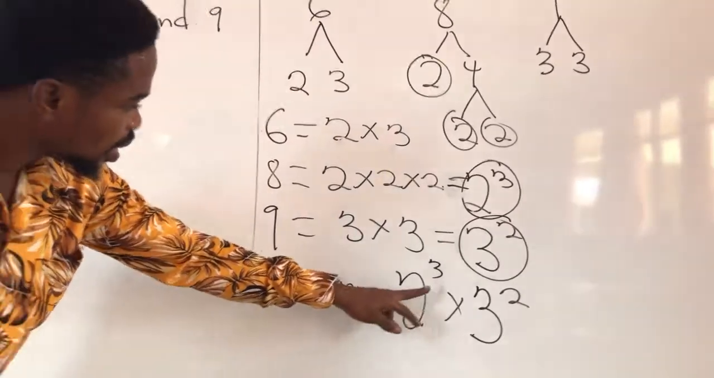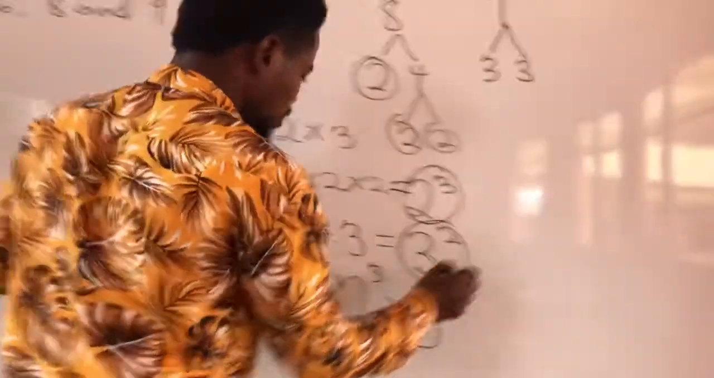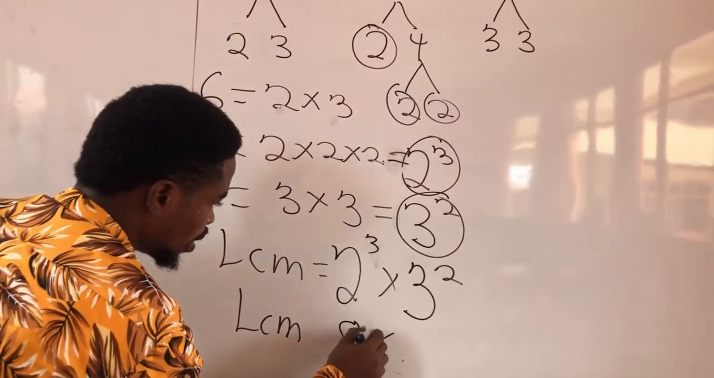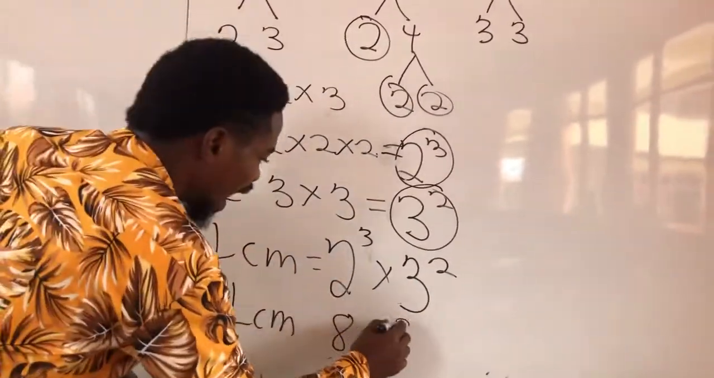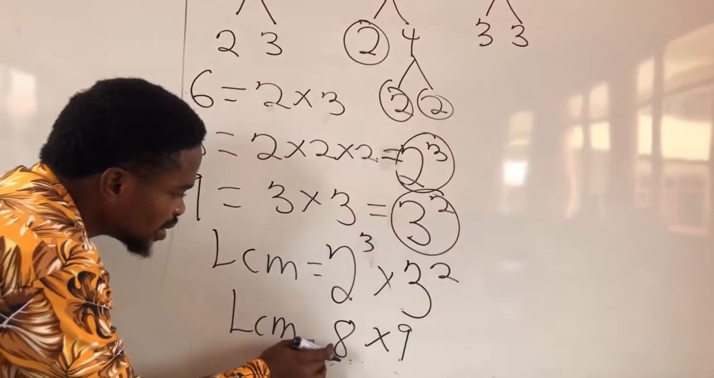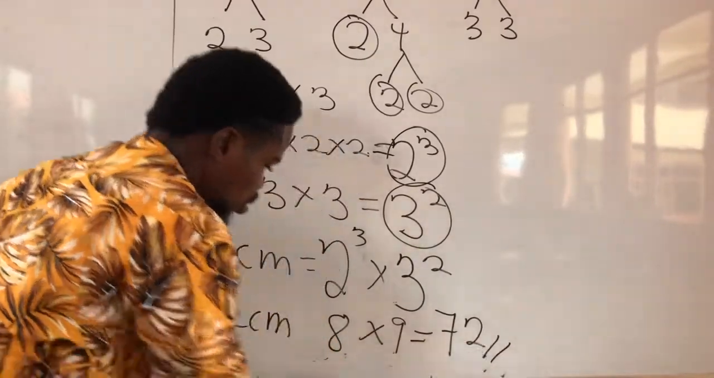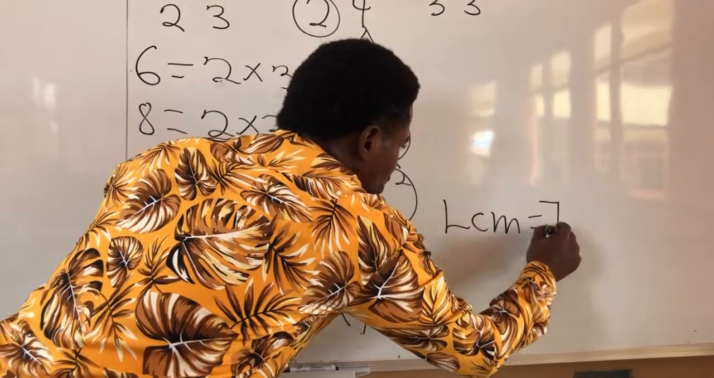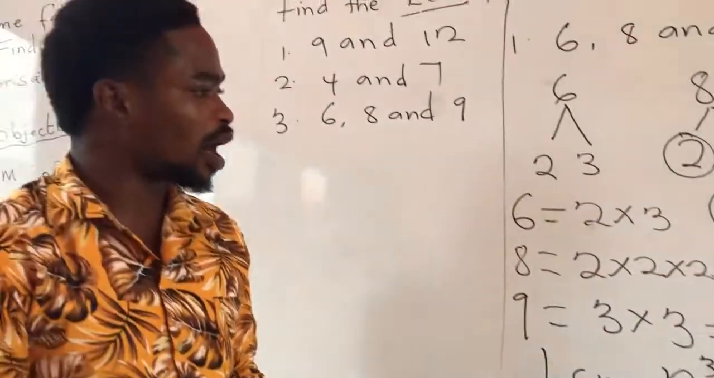2 raised to the power 3 is 8, times 3 raised to the power 2, which is 9. Now we multiply 8 times 9, which will give us 72. So our LCM is 72. This is our final answer.